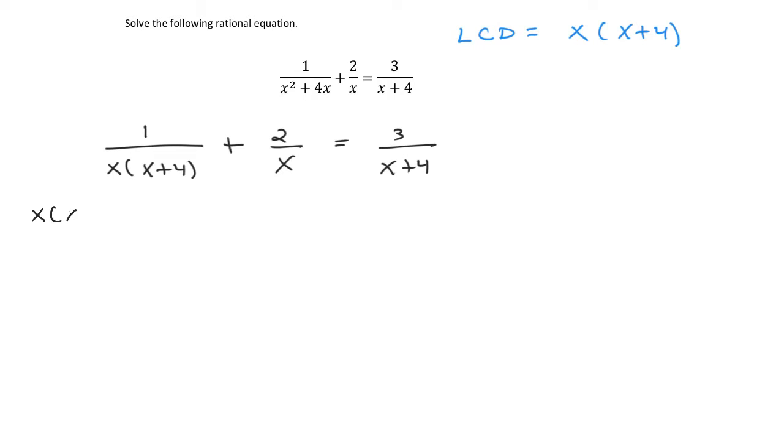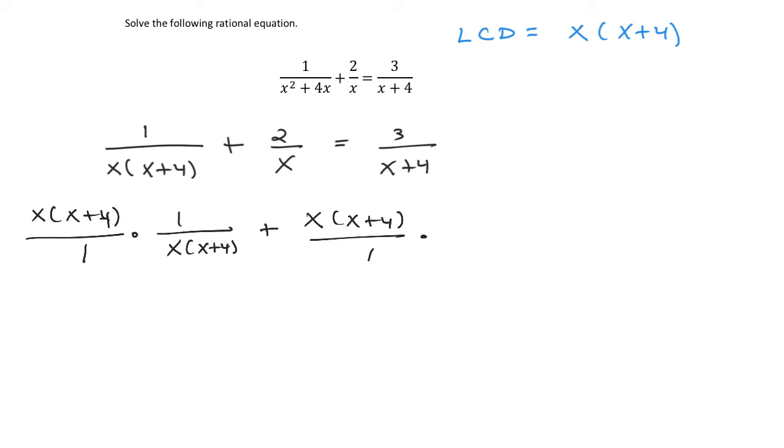I have x times x plus 4 over 1, and that's multiplied to the very first fraction. I then would multiply that to the second fraction. And then lastly, I multiply it to the very last fraction on the right.